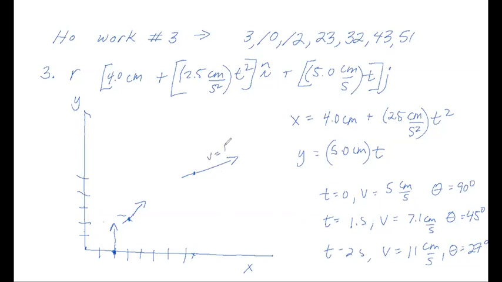This is V equals 11. This is V equals 7.1. And this is V equals 5. And we're going to have some kind of curve. These are our tangent lines, remember? Tangent lines. Okay, so that's what the particle on the screen is going to look like. That's number 3.